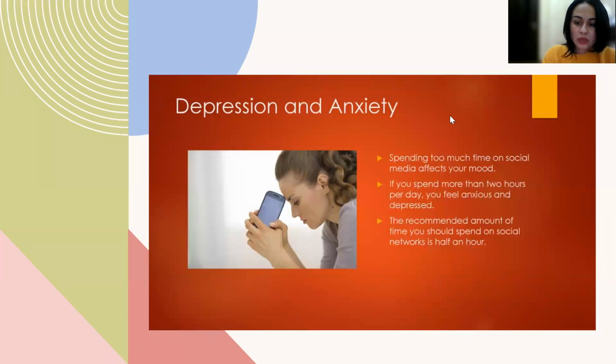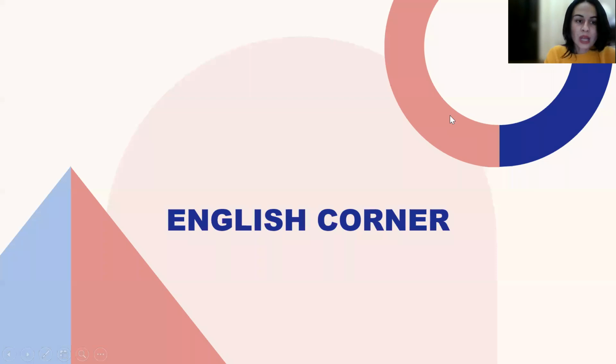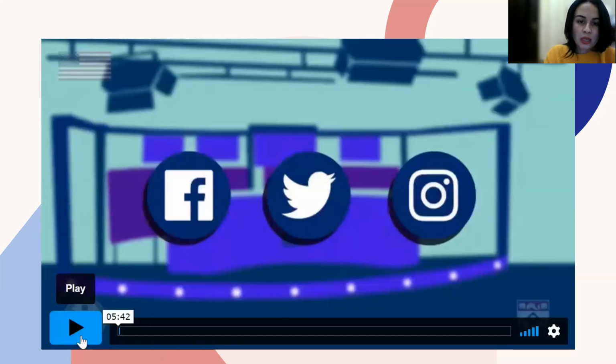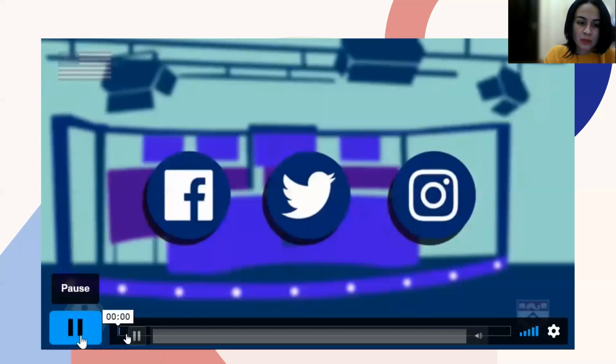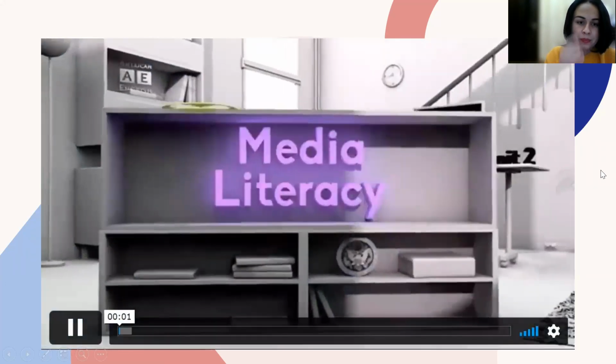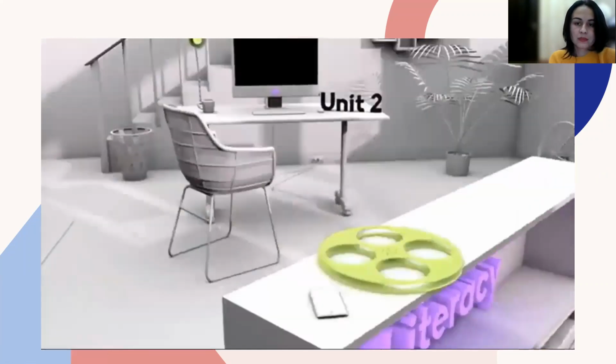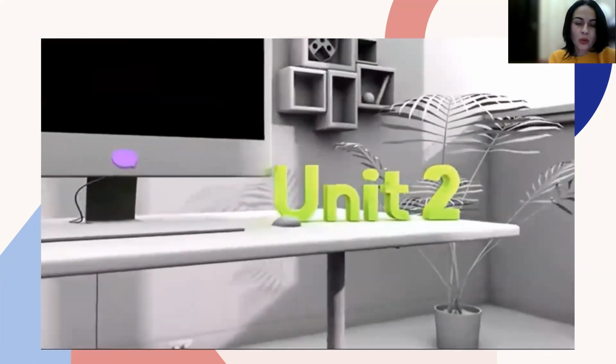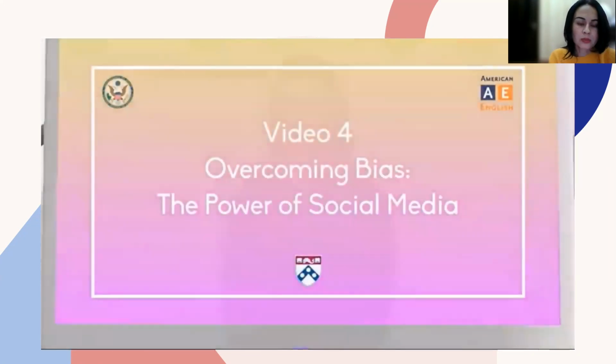Now, as usual, we turn to English Corner, and you will have a short video on the improvement of your English language skills in the area of media literacy. So today's topic is pros and cons of social media. You will be introduced to the term bias, and you will learn many terms related to media literacy in this point. So if you are ready, let's start. You can take notes if you need some notes.